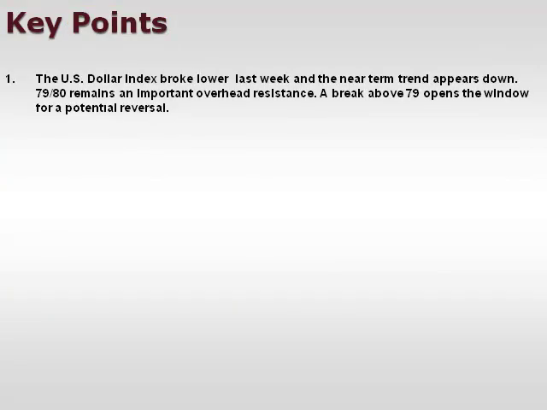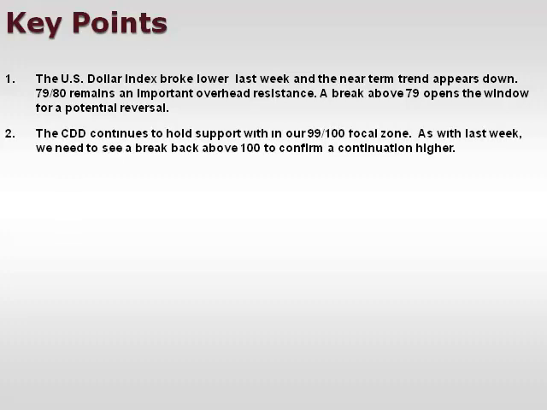Let's take a look at our key points. First of all, the U.S. dollar index broke lower last week, and the near-term trend appears to be down. 79.80 remains an important overhead resistance. A break above 79.80 opens the window for a potential reversal. The CDD continues to hold support within our 99-100 focal zone. As with last week, we need to see a break back above 100 to confirm a continuation higher.